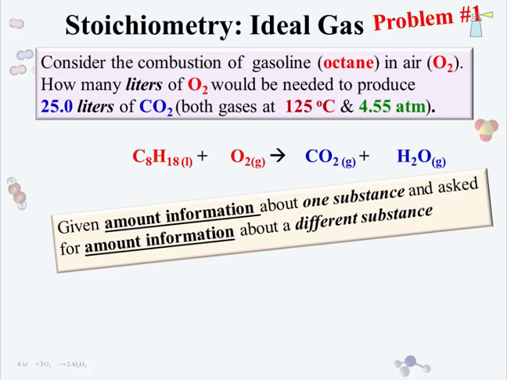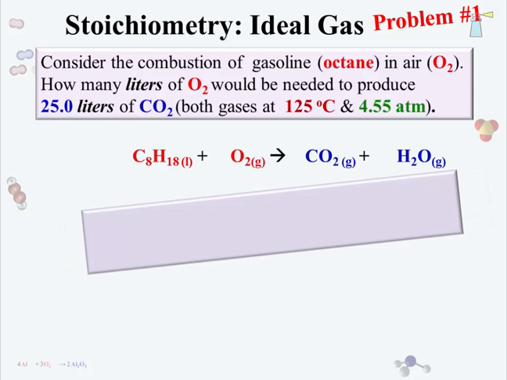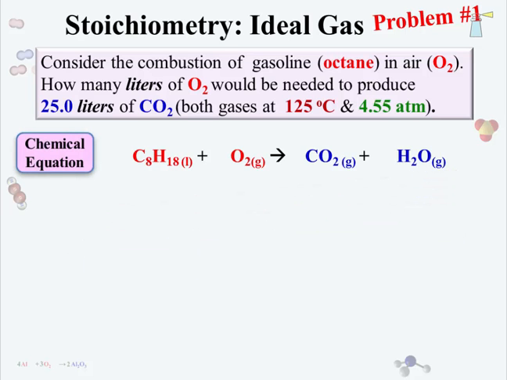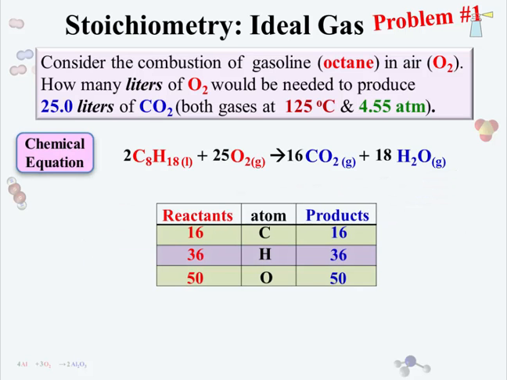Information about one substance will be turned into information about another substance. Stoichiometry. This is an example of the 4th type of stoichiometry problem, volumes of gases. It takes a fair amount of work to get this equation to balance. The tally shows that the same number and type of atoms are in the reactants as are in the products. Yeah, a fair amount of work.